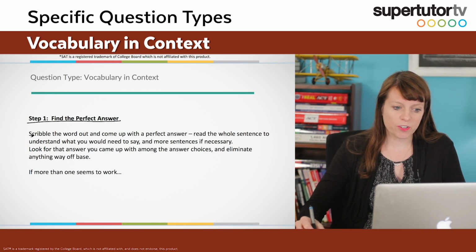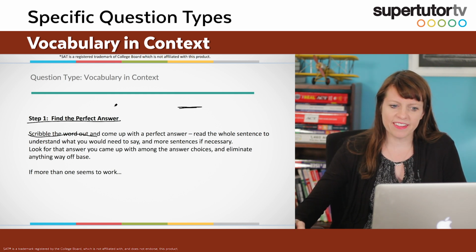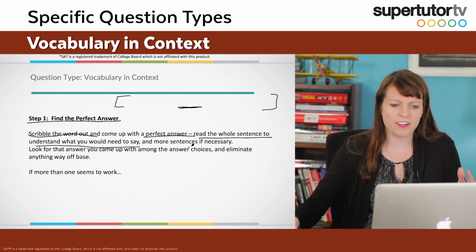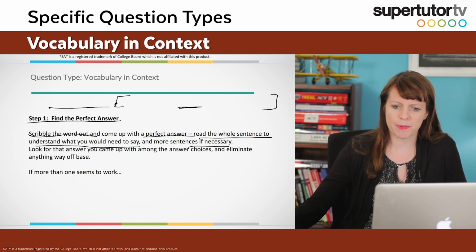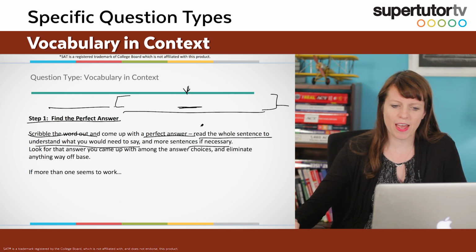And what I do is first I scribble out the word, or I don't look at the word that I'm going to be trying to replace. And then I read the whole sentence, starting here, and then I end over here, and I try to come up with my perfect answer. What does that word mean? I read the whole sentence to understand what I would need to say, and more sentences if necessary. So if reading one sentence, I don't even totally get what's going on, and I feel like I need a little more context, maybe I read a little more context. And then I just try to figure out what is the perfect word to put in this position here? What should that mean given the context?